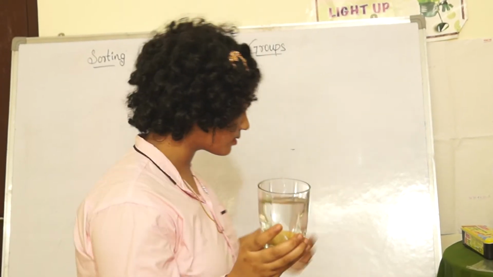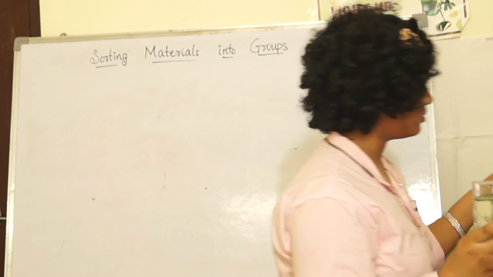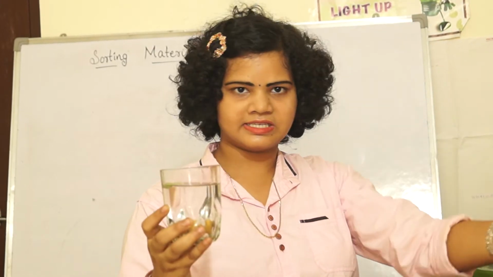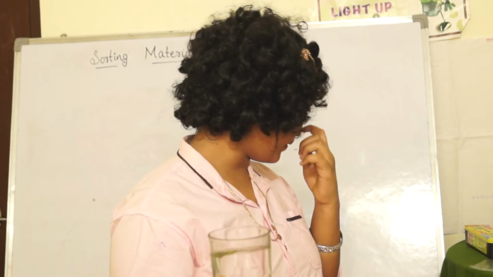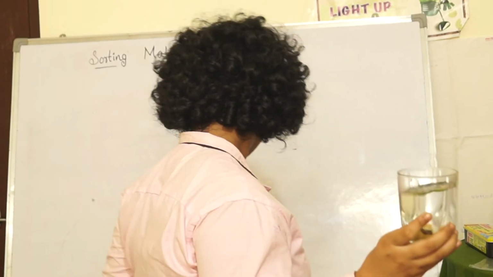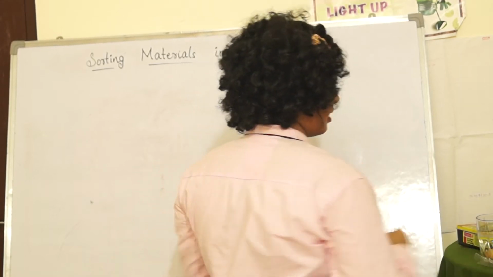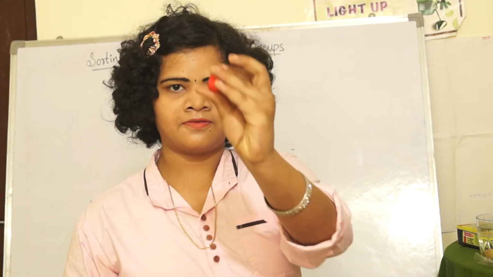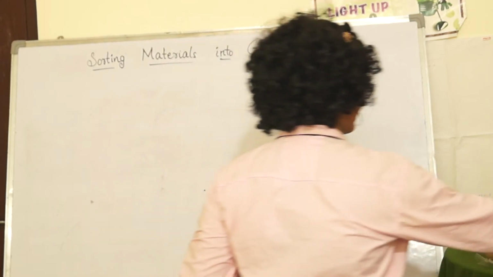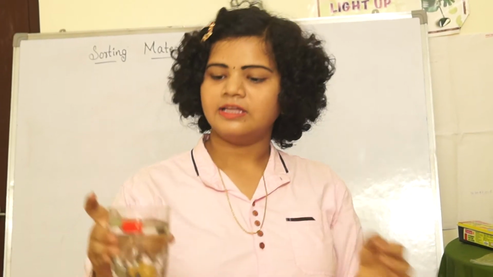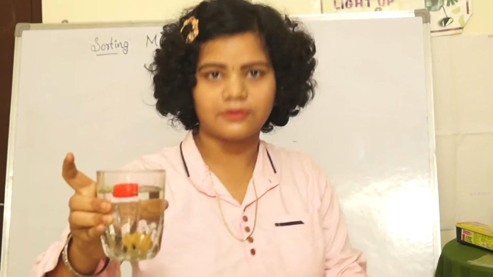Not only the stone, you also have the nail which sinks in the water, and you have the objects which float. If you have a plastic one, I'm trying to put a cap of this one. So a cap of a poster color. Let's see whether this cap floats or sinks. Yeah, this cap is also floating.